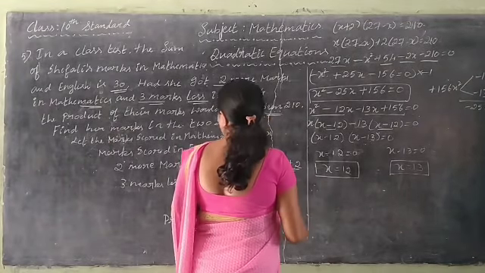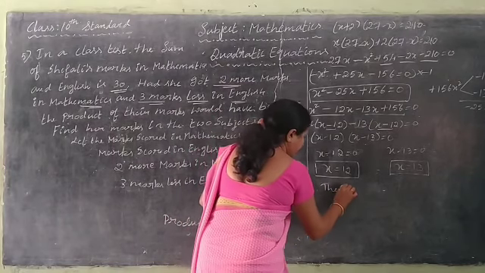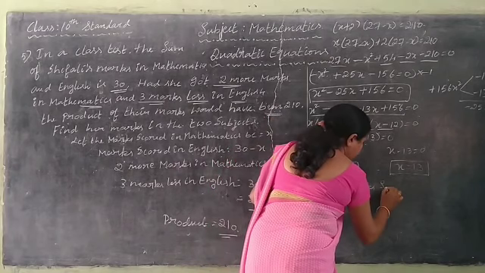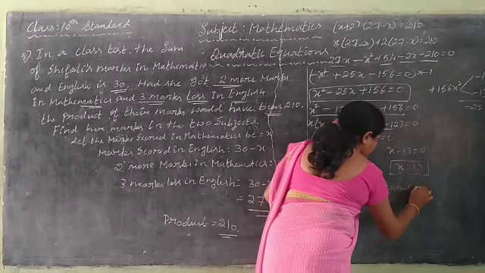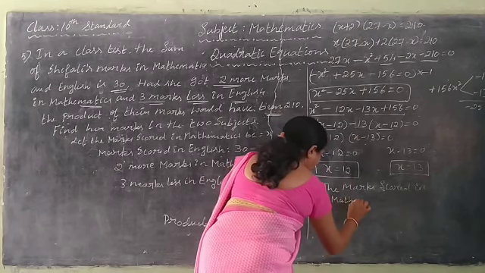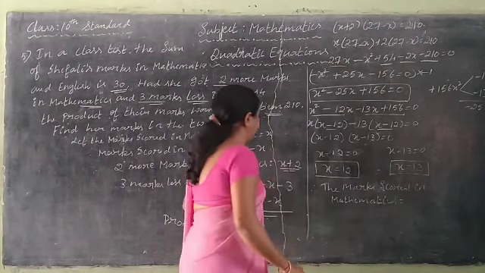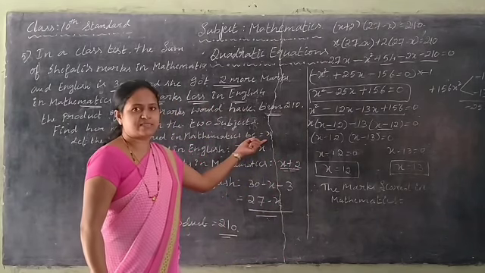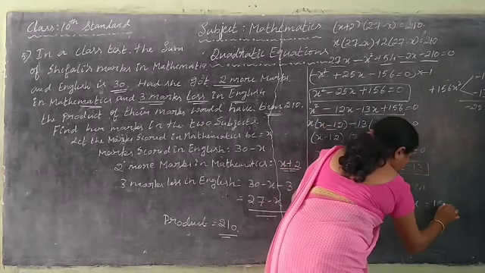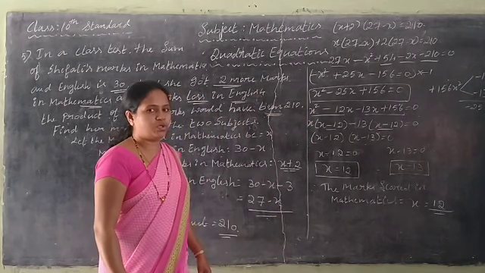Therefore, the marks scored in mathematics is equal to the marks scored in mathematics. What have we taken, children? We have taken mathematics marks as x, isn't it? So that is x, which is equal to 12. So the marks scored in mathematics is equal to 12.